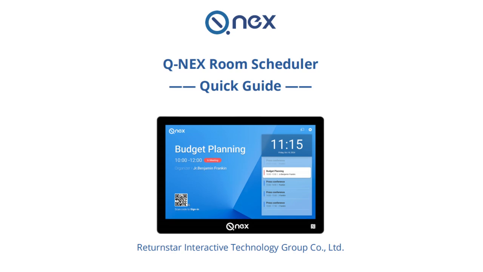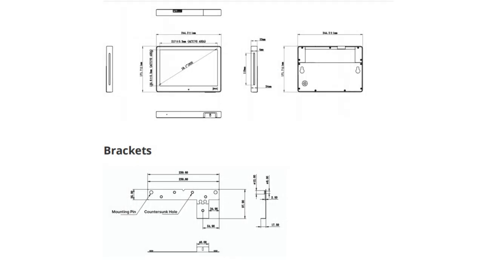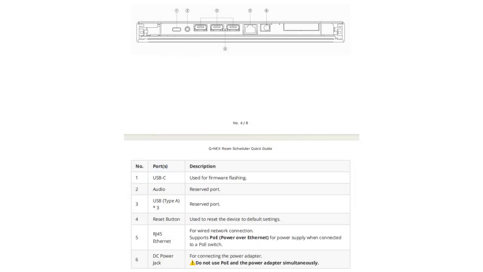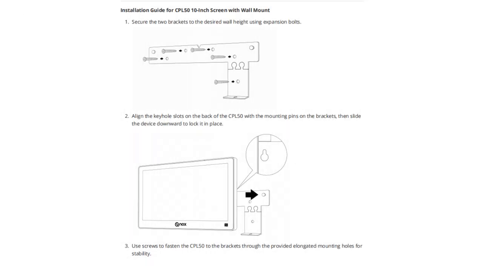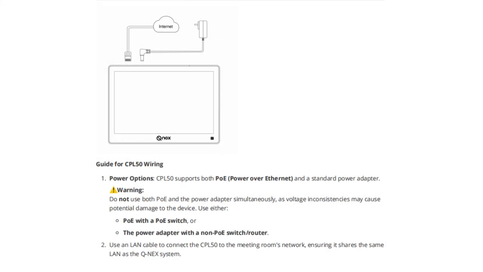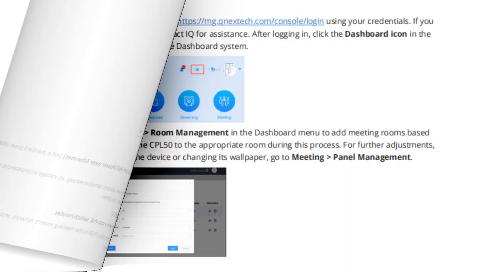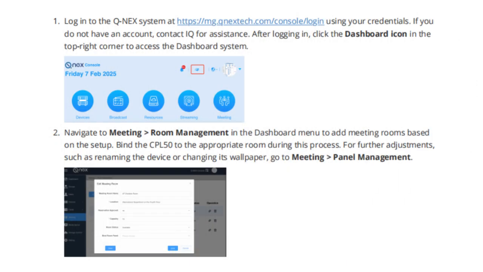Today, we're starting by walking you through the CPL50 setup. In this video, we assume you have already followed the quick guide steps to install your CPL50, get it powered up, and connect it to the network. Think of these videos as your easy follow-up to the quick guide. In this video, we'll cover the three main parts: setting up the system for the administrator, booking a meeting, and using the CPL50 terminal. Let's dive in.